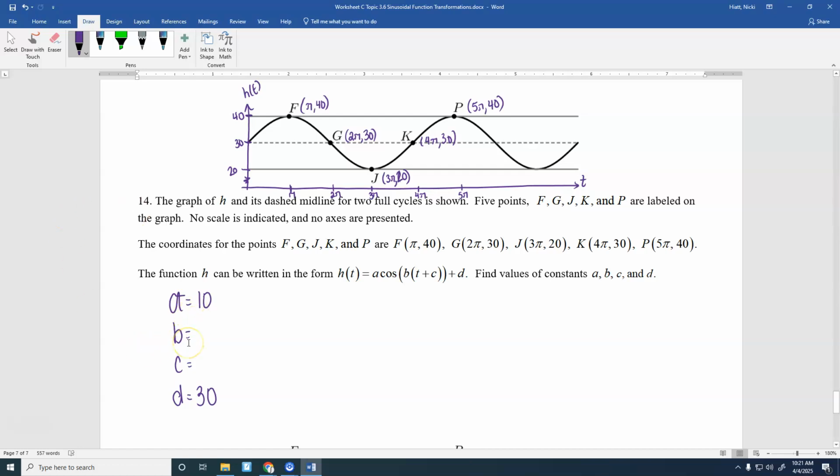Okay, so what is the period of this function? 4 pi, you guys agree? Right, it ends at 5 pi, but it also only started at pi, right? So you've got to subtract those 2. So the period is 4 pi, but that's not what it's asking for. We've got to find B. How do we find B? 2 pi divided by 4 pi. The pi's will cancel here. You will get 1/2 for your B.